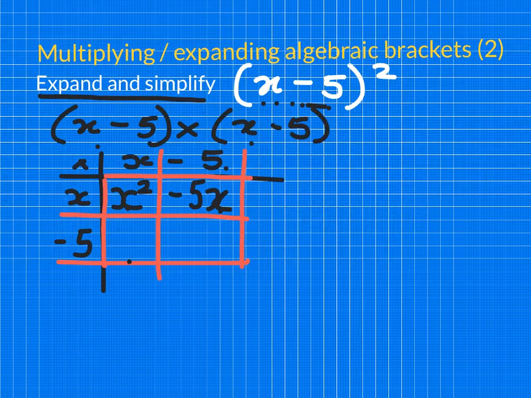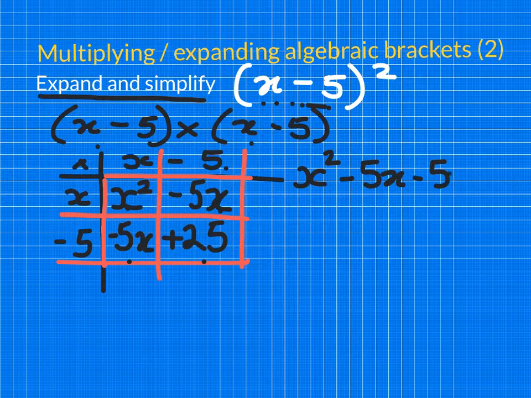In this box, we're going to do negative 5 times x, which is negative 5x. We don't need to write the times sign when we're multiplying. In the final box, we've got negative 5 times negative 5, and a negative times a negative makes a positive. So that's positive 25. Now we can add up together all the parts of the rectangle. So we've made an x squared minus 5x minus another 5x plus 25.